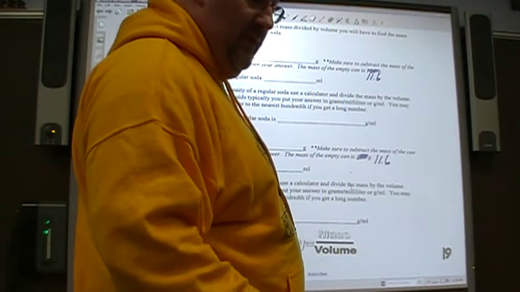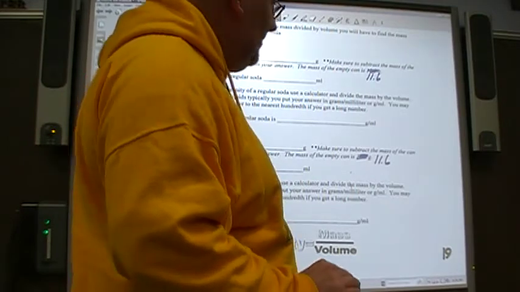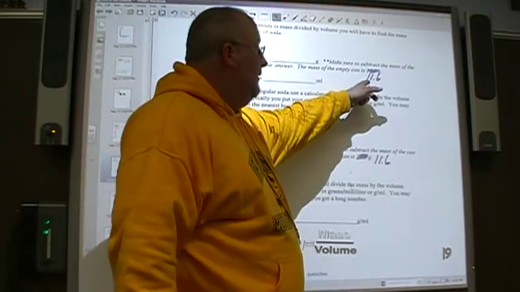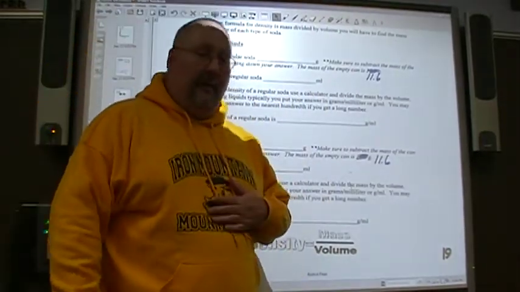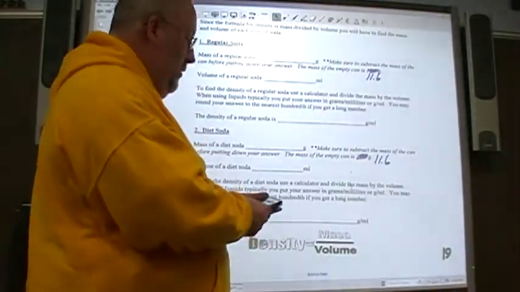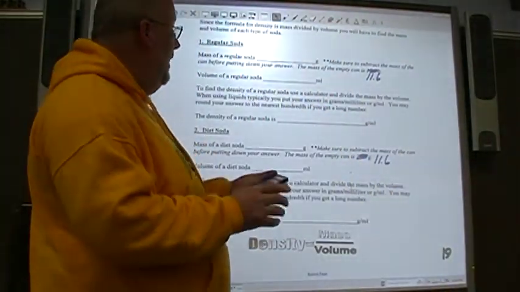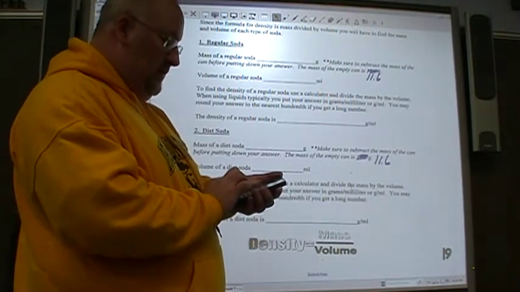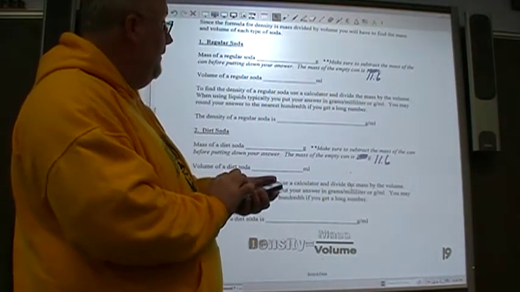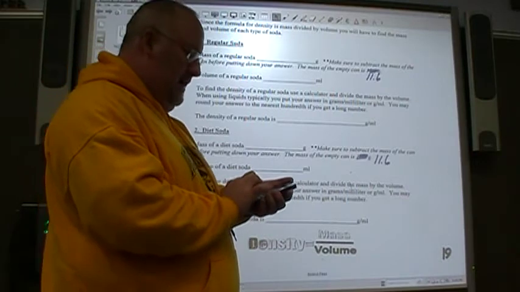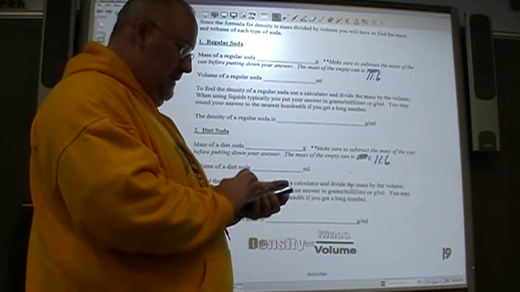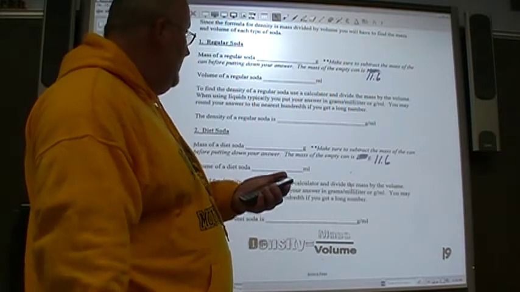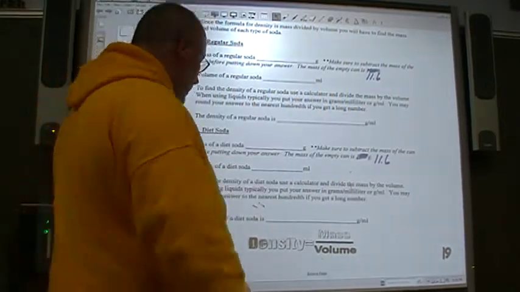So the mass with the can is 262 grams, but we're going to have to subtract 11.6 because that is the mass of the can by itself. So in order to get the soda by itself, we need to subtract that 11.6. So 262 minus 11.6. That gets us 250.1 grams.